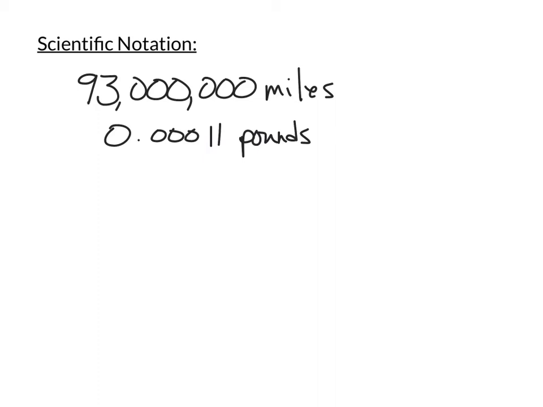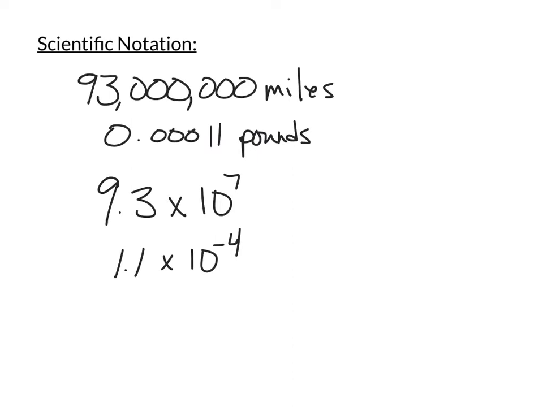So when we look at these numbers, there's lots of zeros in the number. All right, so to write them down repeatedly and to do some arithmetic with those numbers becomes very cumbersome. So what we like to do is to simplify a number. For instance, 93 million miles would simplify to 9.3 times 10 to the 7th. And 0.00011 would turn into 1.1 times 10 to the negative 4th. These are numbers that are written in scientific notation.